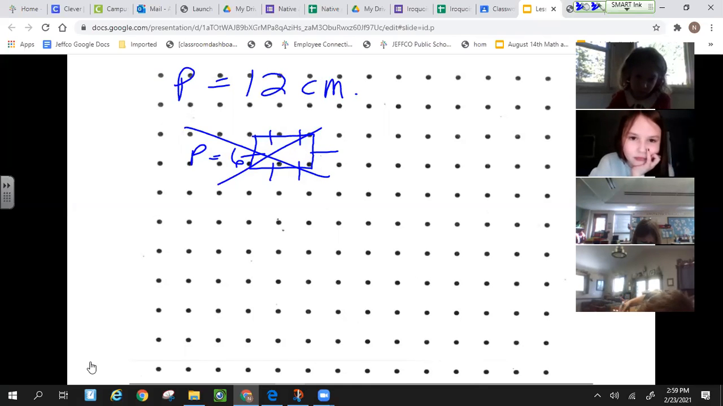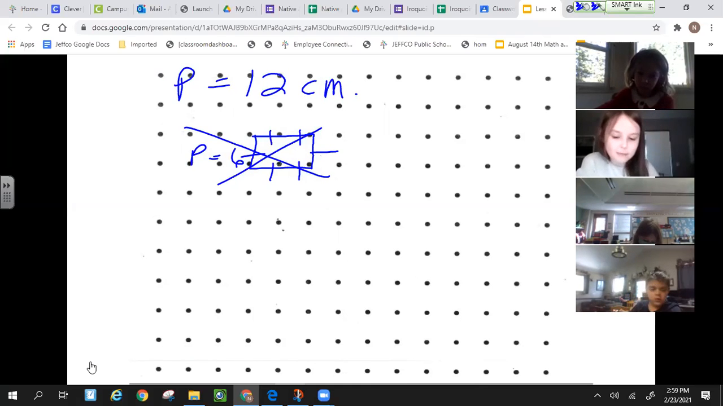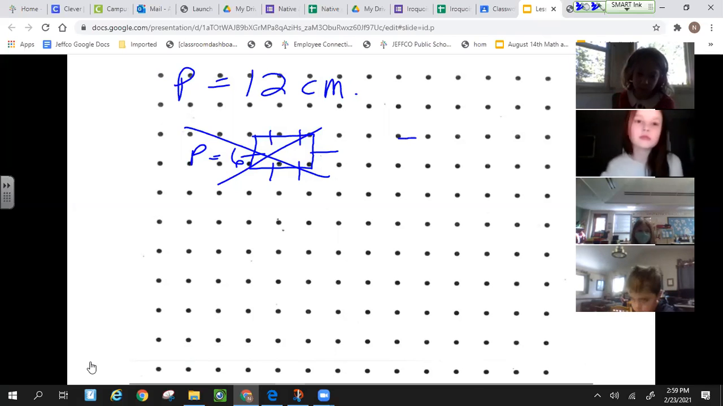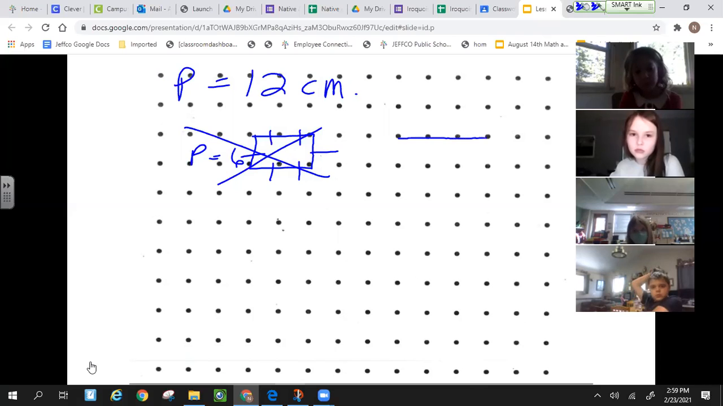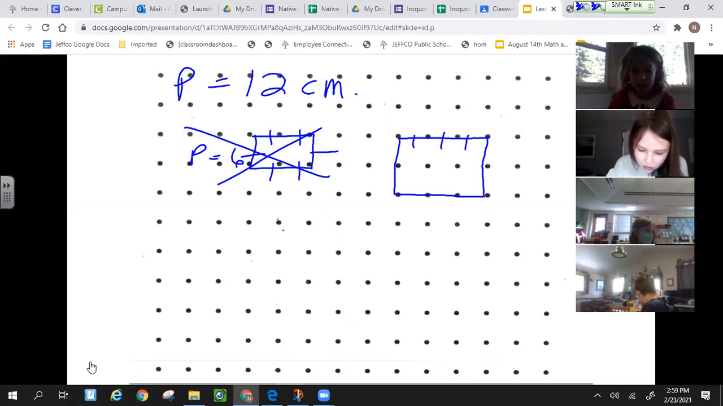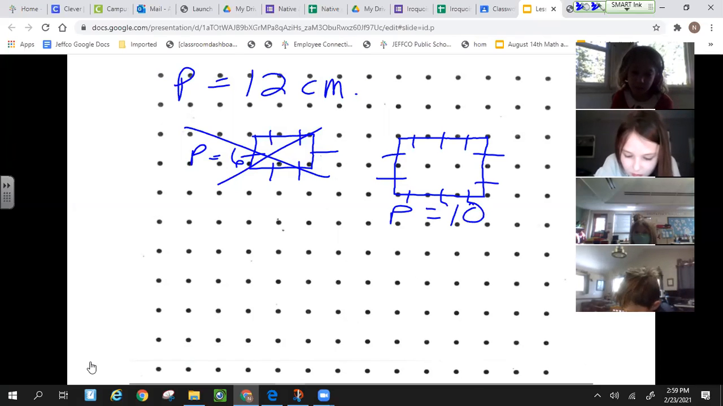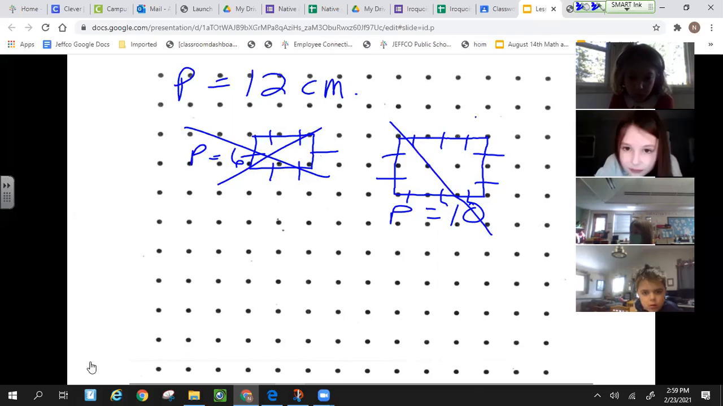So you can play with it. So you can find a rectangle that has a perimeter of 12. So I'm going to play around and say 1, 2, 3, 4, 5, 6, 7, 8, 9, 10. Did that work? Perimeter equals 10. Is that it? No. I gotta keep trying.